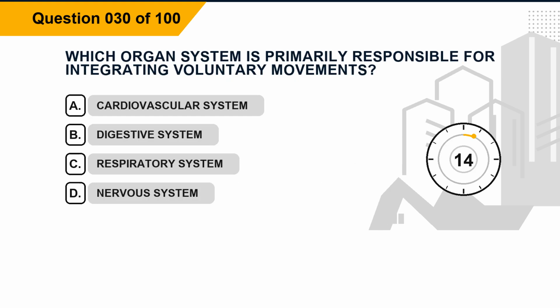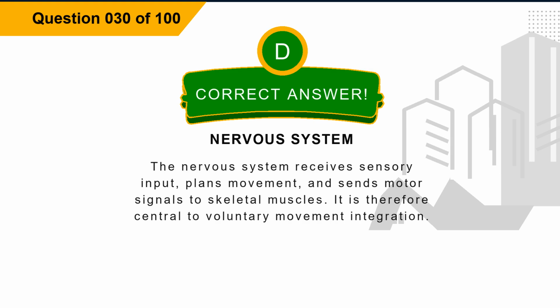Question 30. Which organ system is primarily responsible for integrating voluntary movements? Option A, cardiovascular system. Option B, digestive system. Option C, respiratory system. Option D, nervous system. The correct answer is option D, nervous system. Explanation. The nervous system receives sensory input, plans movement, and sends motor signals to skeletal muscles. It is therefore central to voluntary movement integration.